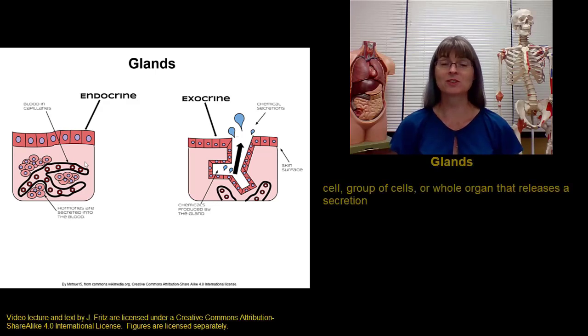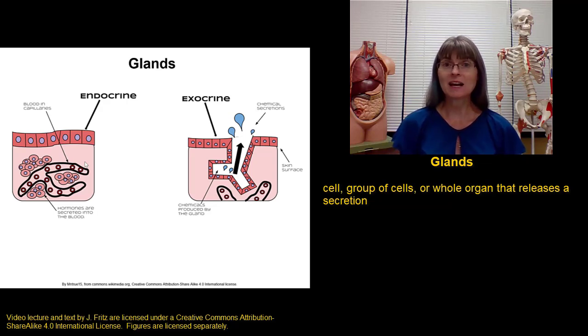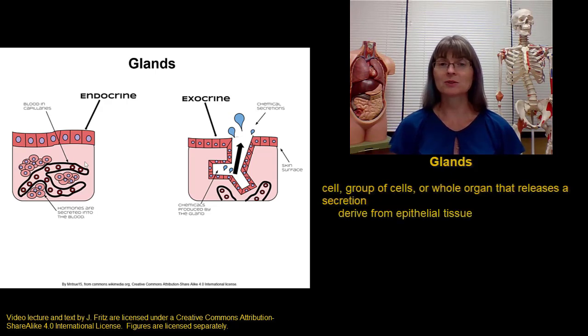Now that we've had the chance to talk about different types of tissues, I'd like to talk a little bit about glands. A gland can be a cell, a group of cells, or a whole organ, but its defining feature is that a gland releases a secretion. Glands derive from epithelial tissue.